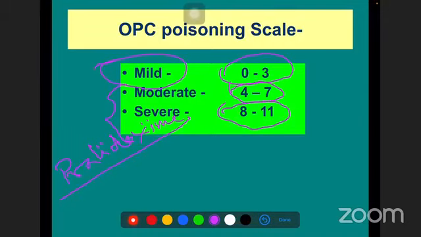এবং মডারেট টু সিভিয়ার পয়জনিং এ ইন্টারমিডিয়েট সিনড্রোমটা বেশি হয়, মাইল্ড পয়জনিং এ ইন্টারমিডিয়েট সিনড্রোম ইউজুয়ালি হয় না। সুতরাং আমরা অন্তত এই গ্রেডিংটা শিখে নেব। গ্রেডিংটা হলো ওপিসি পয়জনিং স্কেল 0 to 3 it is mild, 4 to 7 it is moderate, and if it is 8 to 11 it is usually severe poisoning.